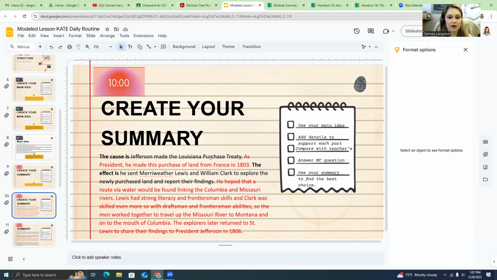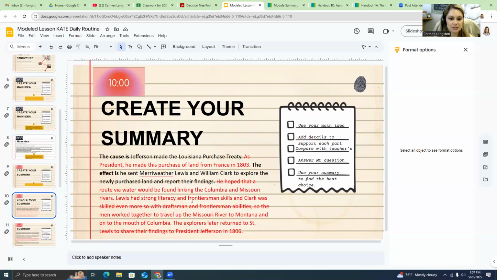So first we had our cause about the Louisiana Purchase, and I added, as president, he made this purchase of land from France in 1803. So that tells when it was purchased. Then I have my effect is sending Lewis and Clark to explore the purchased land. And I added, he hoped that a route via water would be found linking the Columbia and the Missouri rivers. That's why I had them explore.